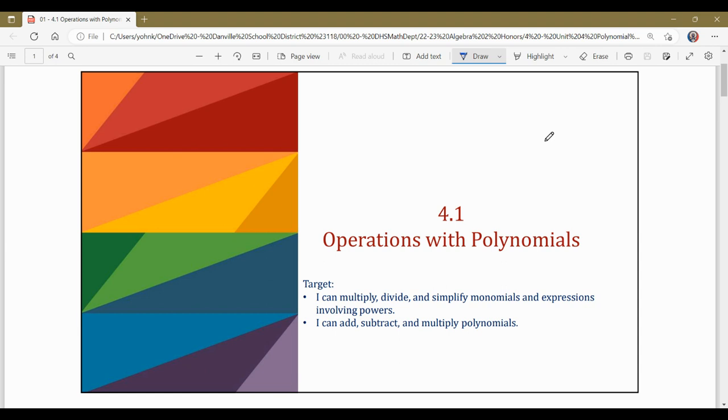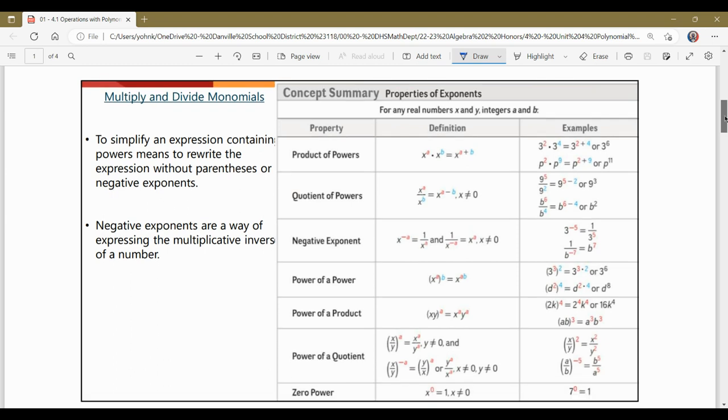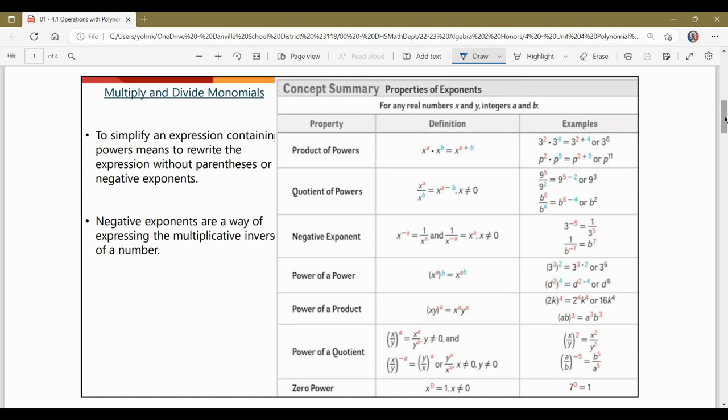Today you're going to learn how to multiply, divide, and simplify monomials and expressions involving powers. And you're also going to learn how to add, subtract, and multiply polynomials. So, there are many properties of exponents that are useful when trying to simplify polynomials. We're going to learn about the major ones today.